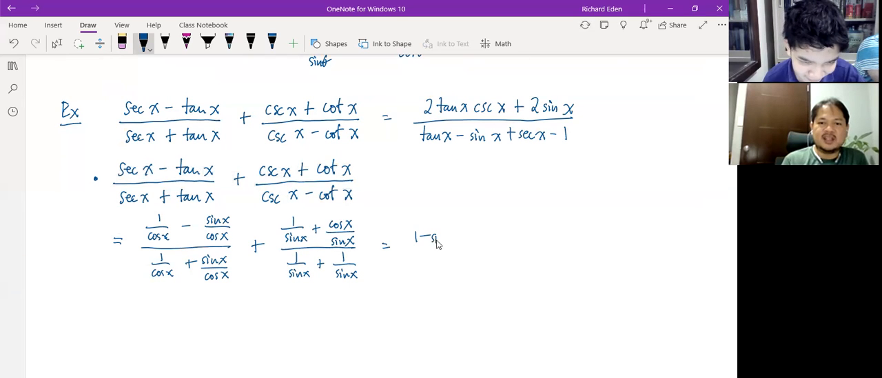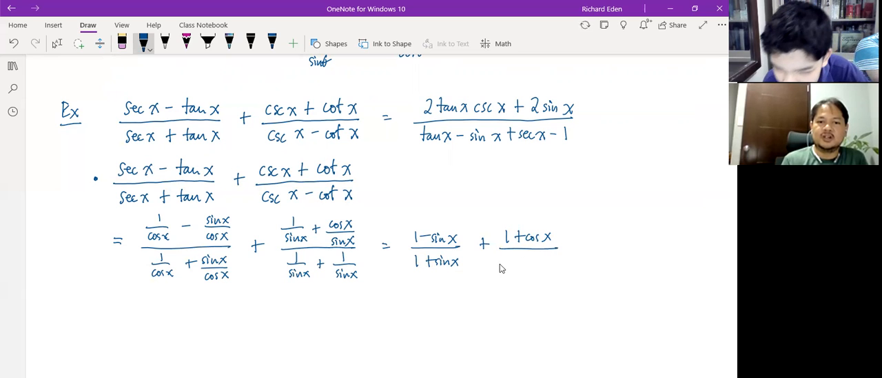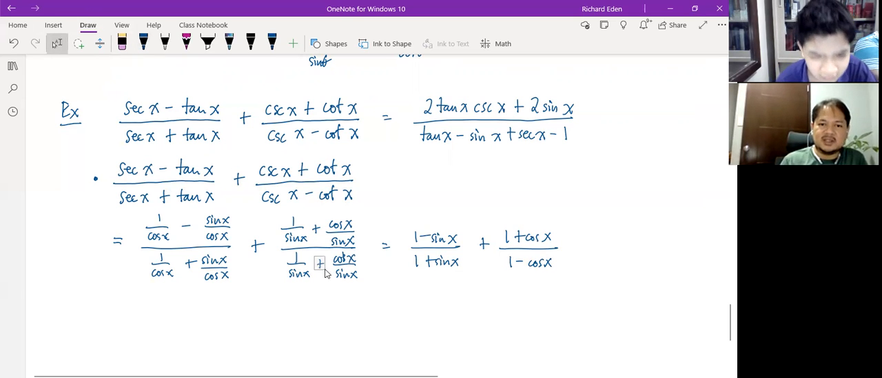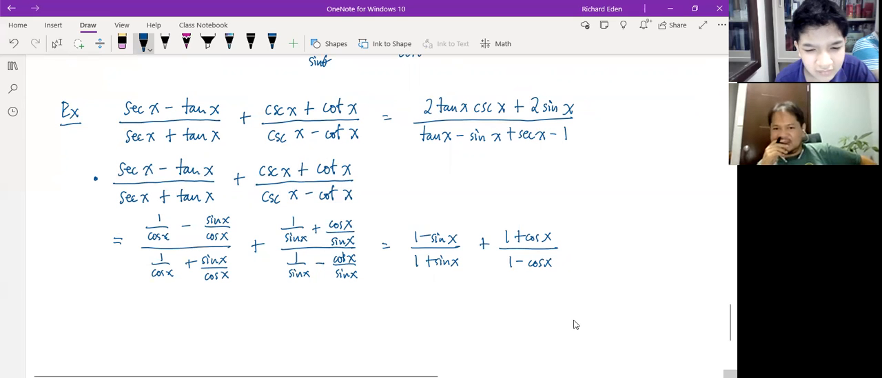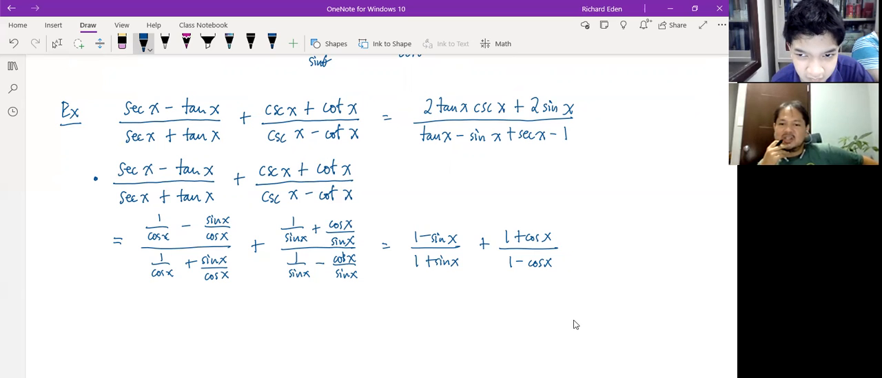So you have 1 minus sine x over 1 plus sine x plus 1 plus cosine x over, well, obviously I made a mistake. This should be x here. 1 minus. I made a mistaken sign here. All right. It's as simple as it gets. I was wondering, should I combine them under the same denominator? I think we should, because the original right side is a single fraction, with just one denominator.